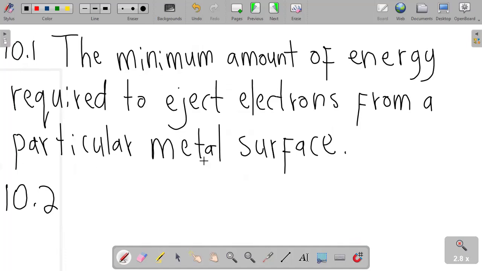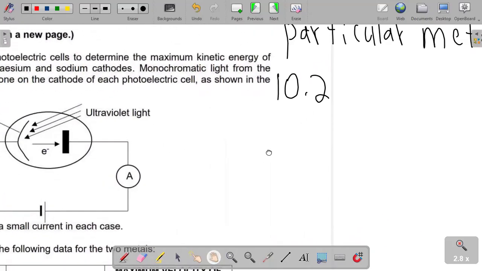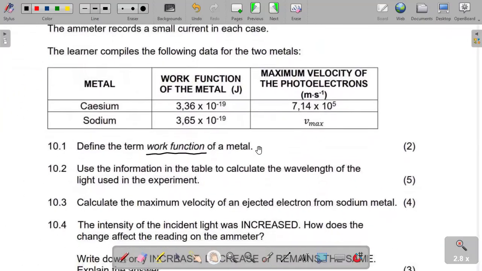This is a very important definition. You should know the definition here because it is asked a lot of times in the majority of the questions. And then we go to 10.2.